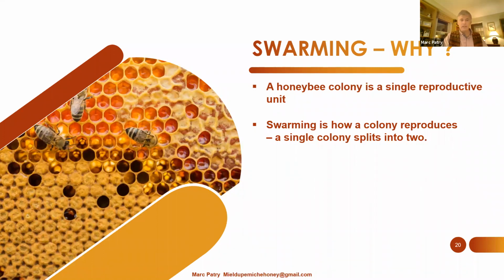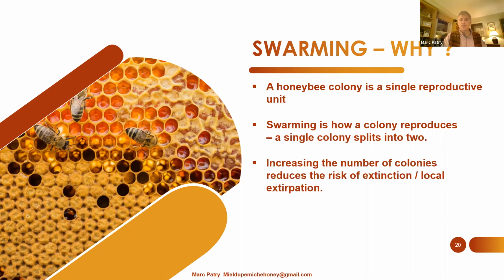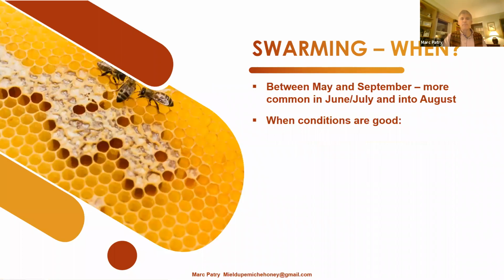This is what wild honeybees do, and it's what the honeybees in your hives will want to do as well. Increasing the number of colonies reduces the risk of extinction or local extirpation. Extirpation is a word I learned when I studied biology. It means local extinction. For instance, if there were honeybees on PEI, Prince Edward Island, but I got rid of them all, they would be extirpated from PEI. They're still living elsewhere, but no longer in PEI.